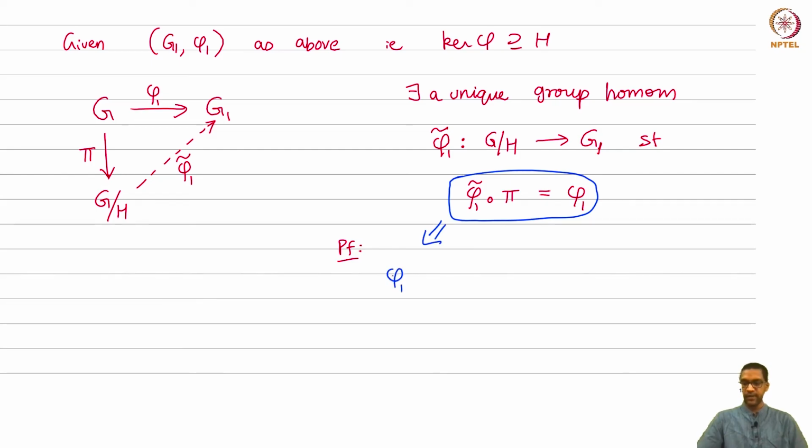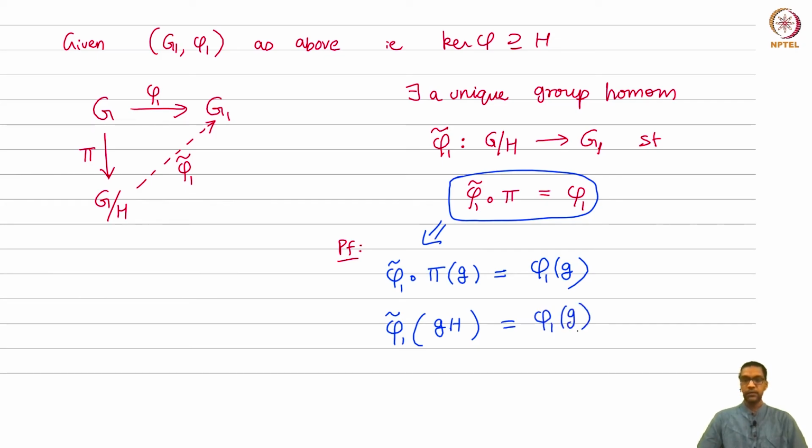It says that if I apply phi 1 tilde to pi of g, then the answer should be phi 1 of g. Okay, in other words, phi 1 tilde acting on what is pi of g? We just said it's the coset gH, right? And of course, this is what should be the case if the diagram has to commute. Okay, so we sort of know how to define this map phi 1 tilde. There is really only one choice. You must map the coset gH to the value phi 1 of g.